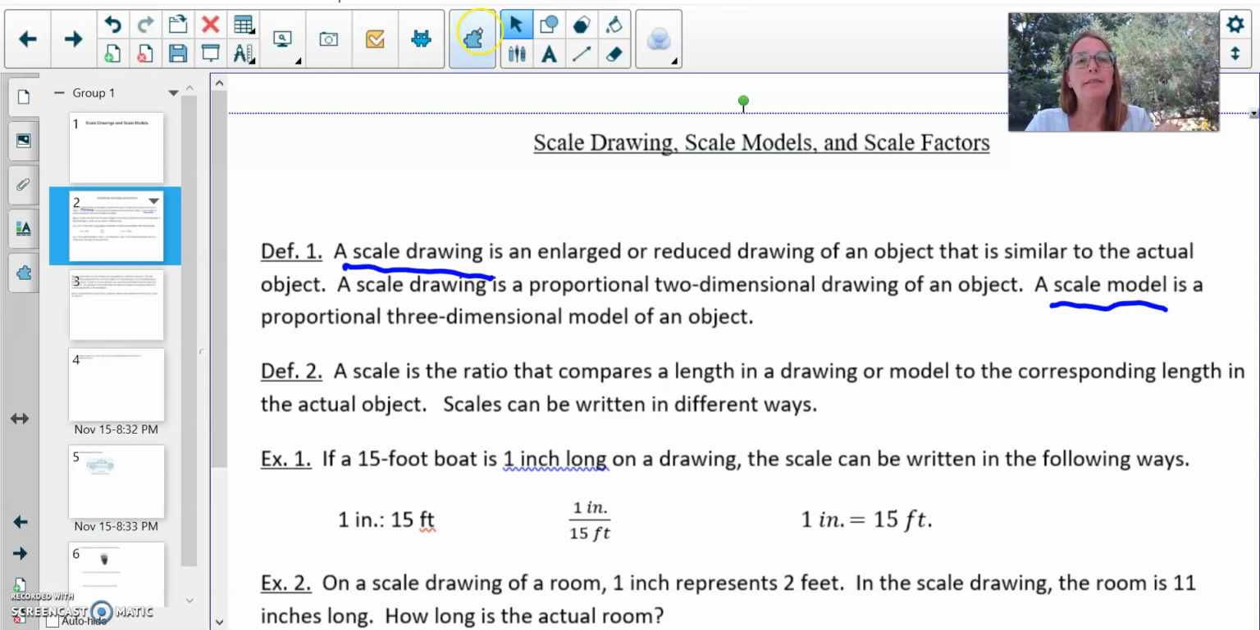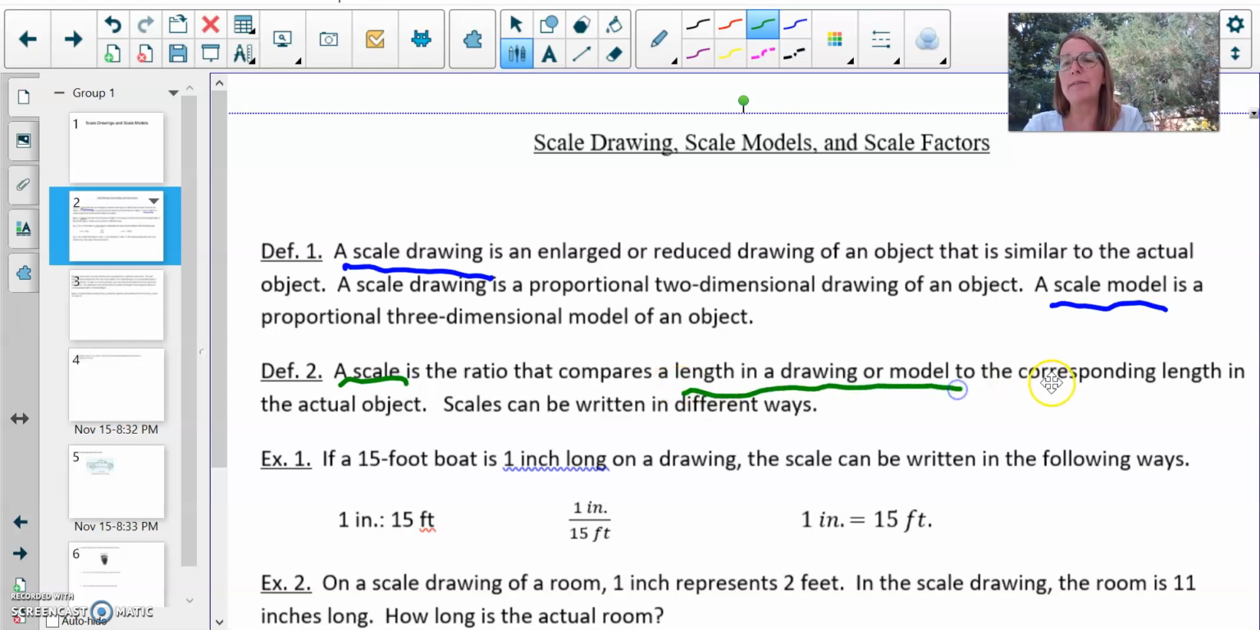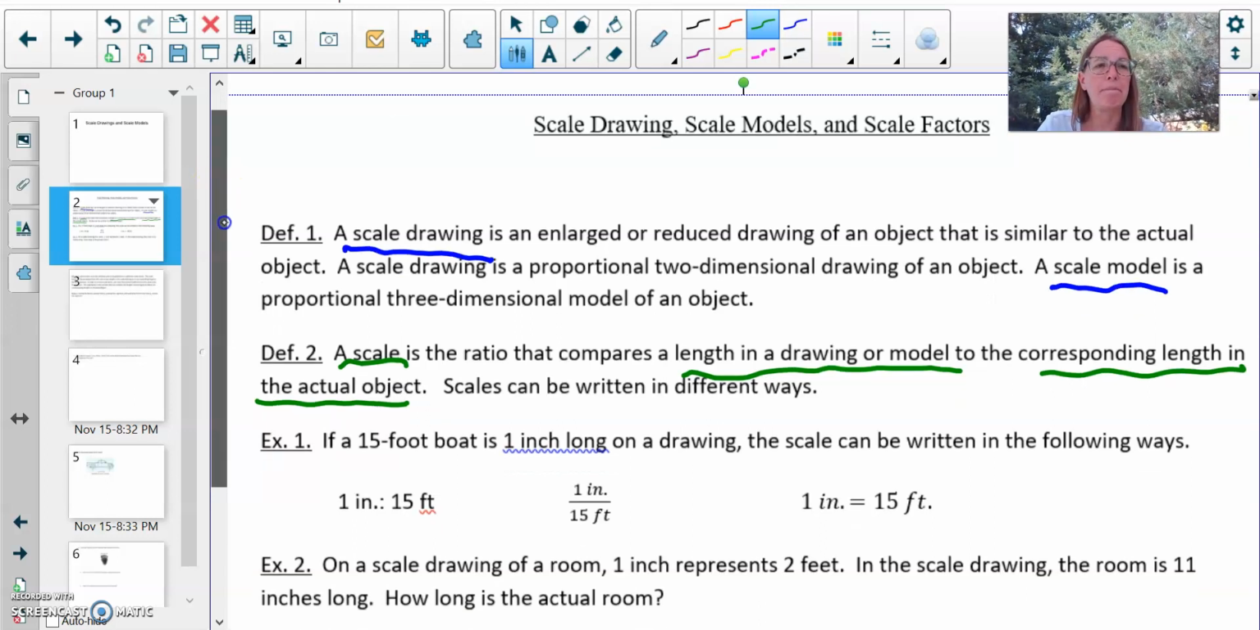A scale is the ratio of the lengths in the drawing or the model to the corresponding length in the actual. You can write scales as ratios in different ways. So an example, if a 15-foot boat is 1 inch long in a drawing, the scale can be written in the following ways: 1 inch to 15 feet, 1 inch over 15 feet, or 1 inch equals 15 feet.